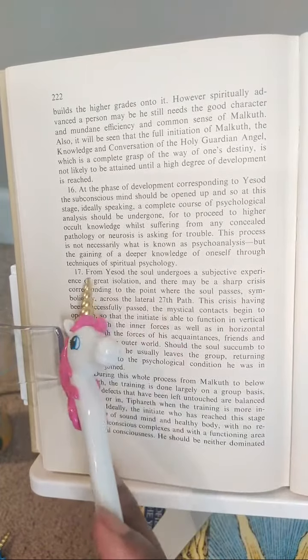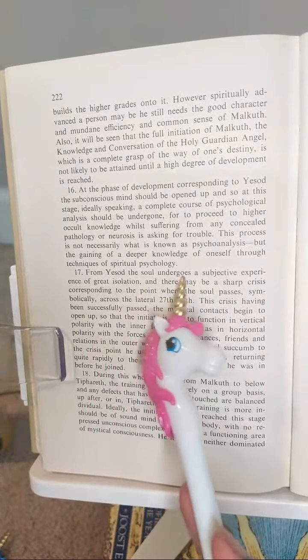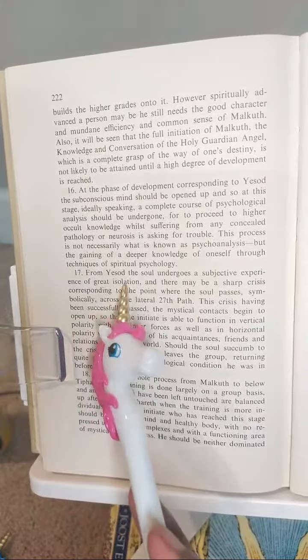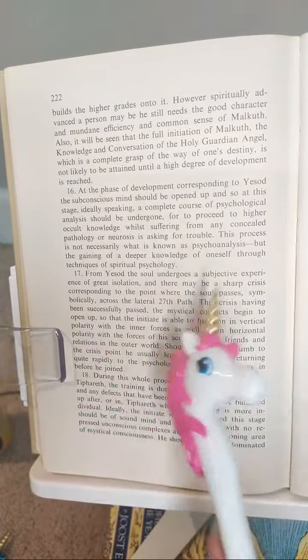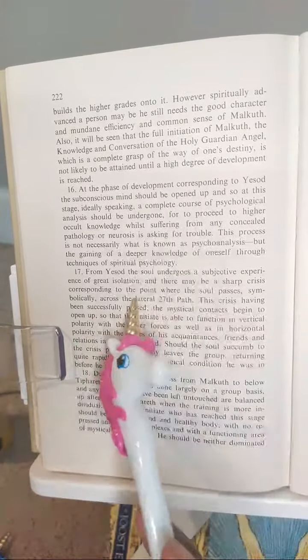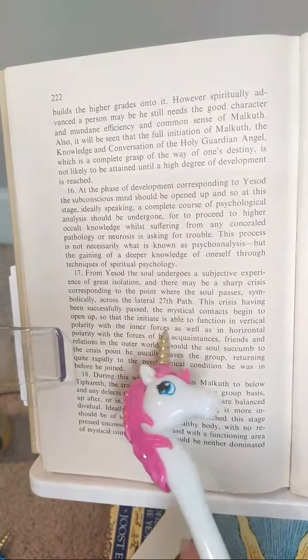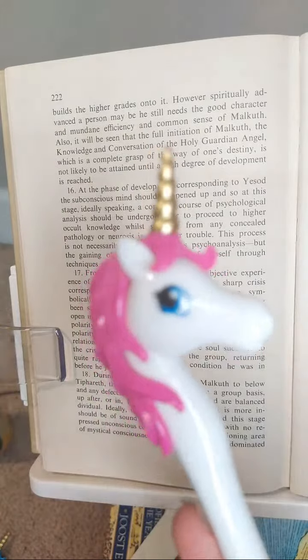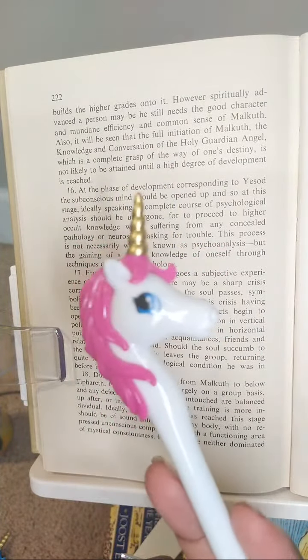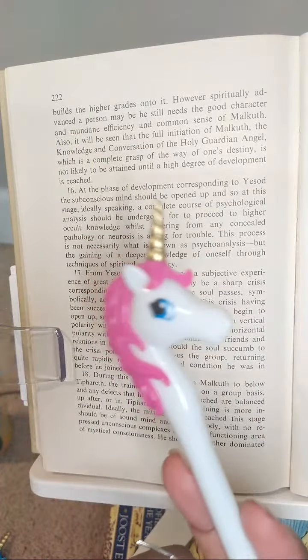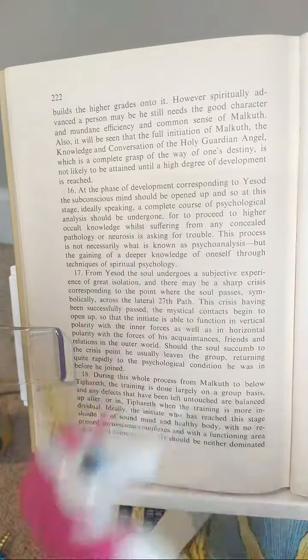So, I'll read that again, 17. From Yesod, the soul undergoes a subjective experience of great isolation, and there may be a sharp crisis corresponding to the point where the soul passes symbolically across the lateral 27th path. See, this is why it's good to understand the tree and the paths, because you can start to see where you find your experience in any given day.